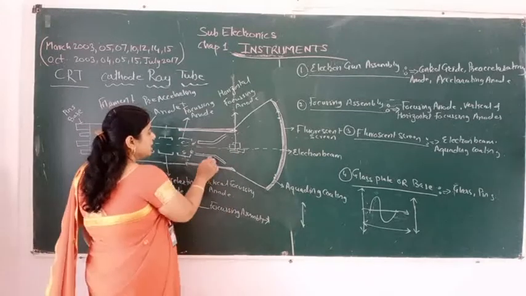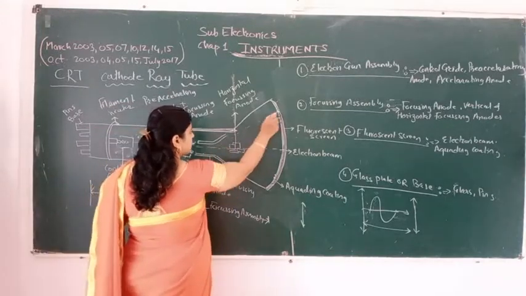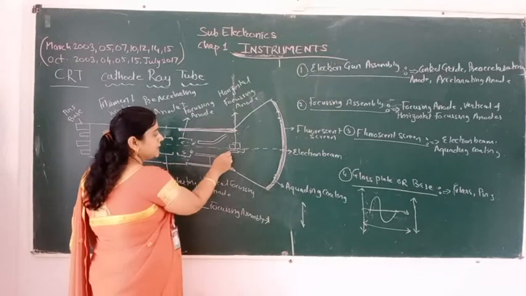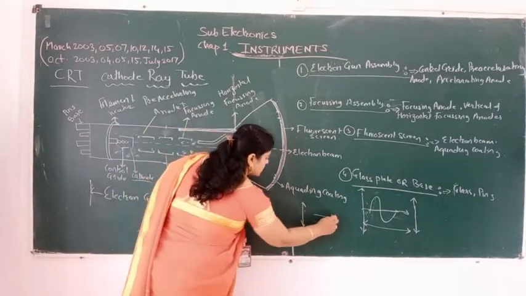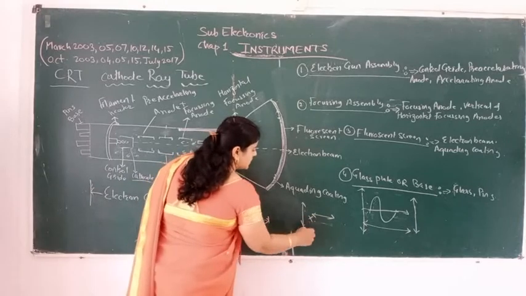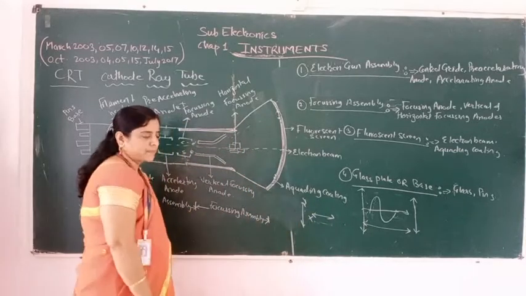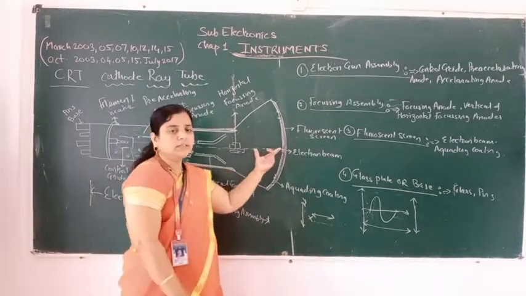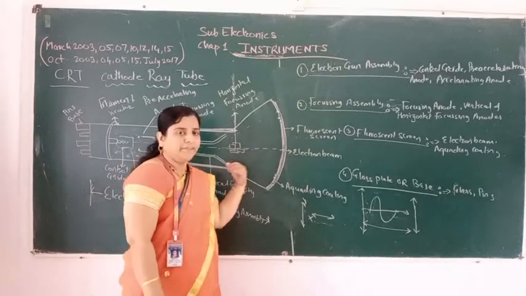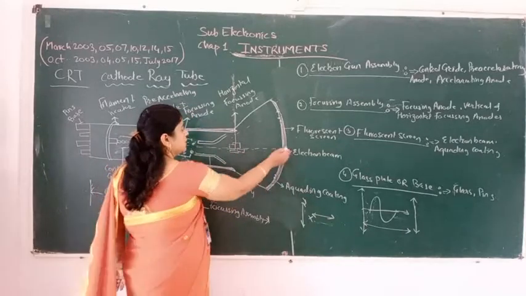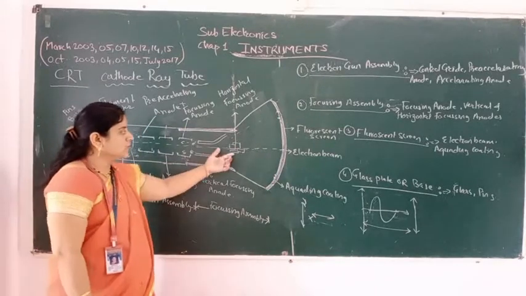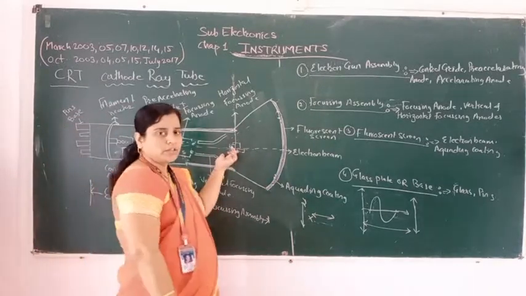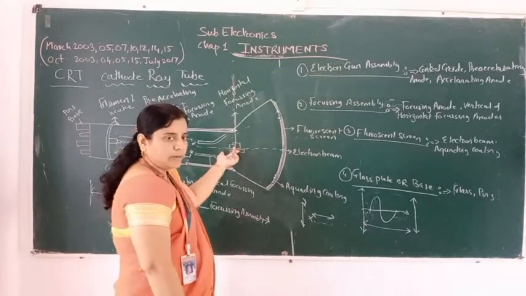What happened? When the electron comes here, it gives the path, the direction, like this. The x-axis, the y-axis. It gives the path to the x-axis, left to right is given. This is the horizontal focusing anode. So this is the function of this horizontal focusing anode.